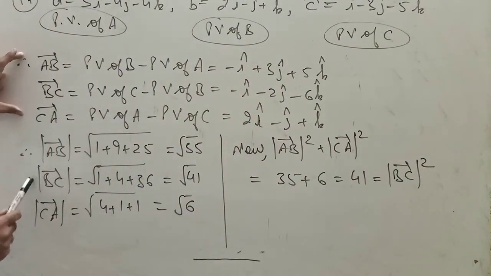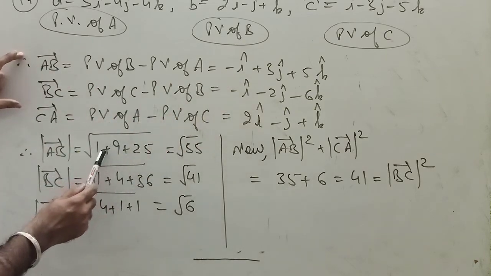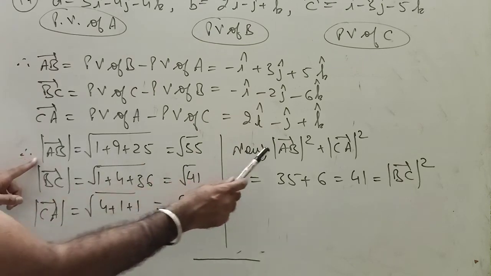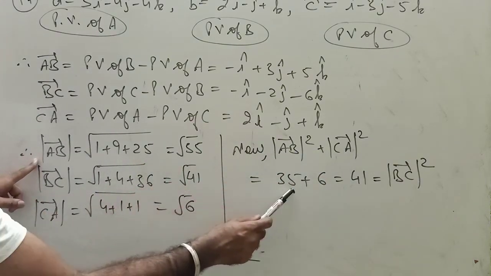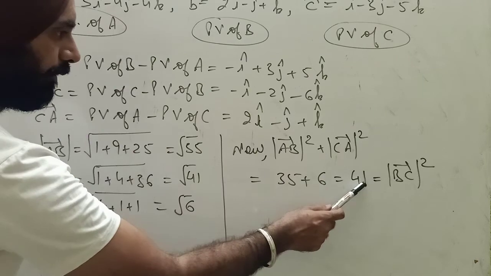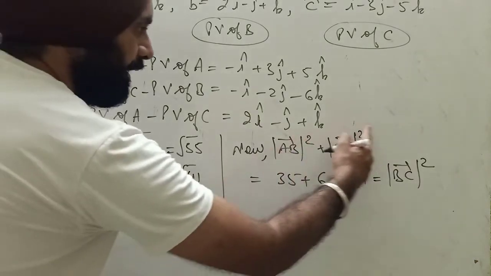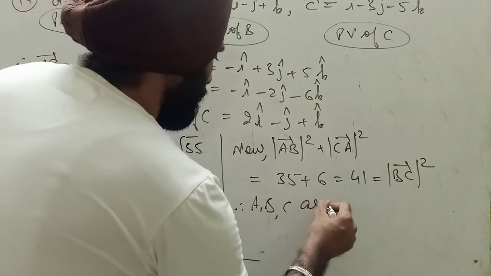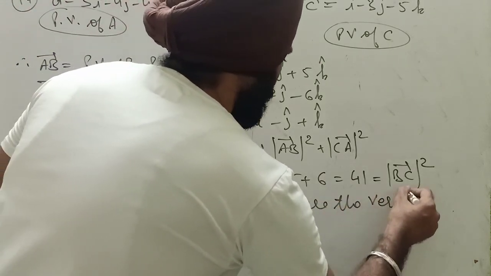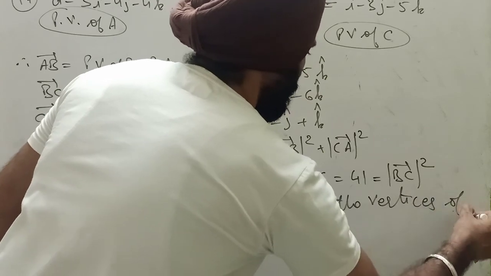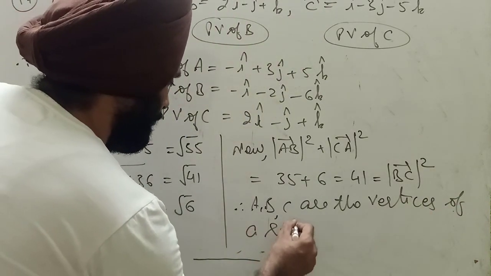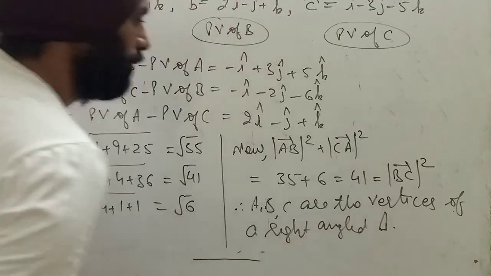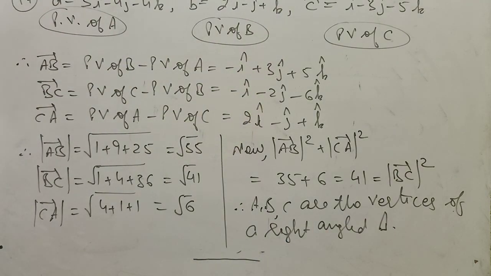Then find the magnitude of these vectors, AB magnitude. Find the magnitude of all the vectors, these are the magnitudes. Now check what is AB square plus CA square. AB square is 35, CA square is 6, 41, which is equal to BC square. So this means Pythagoras theorem holds, therefore ABC are the vertices of a right angled triangle. So now you can solve exercise 10.2.